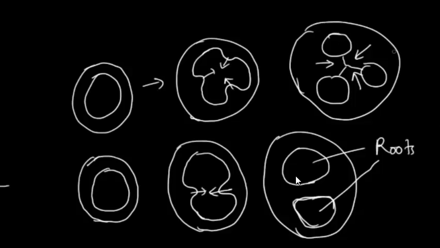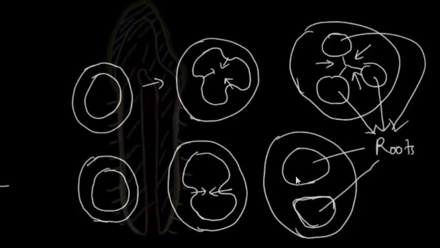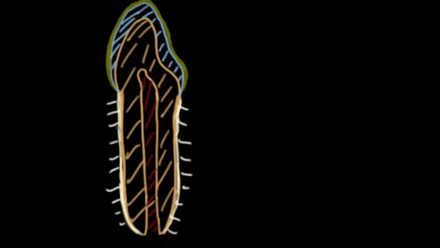So this process continues downwards, the dentin being deposited and then the cementum being deposited, and the periodontal ligaments start getting attached to the alveolar bone. So finally the apex of the root is formed.